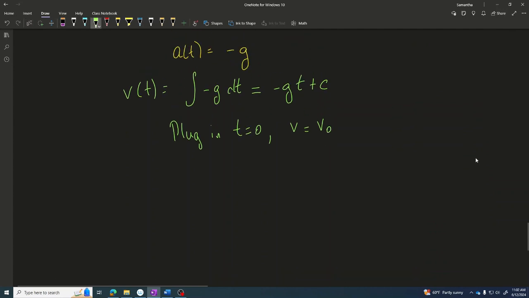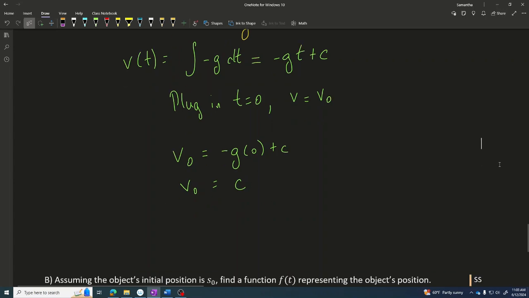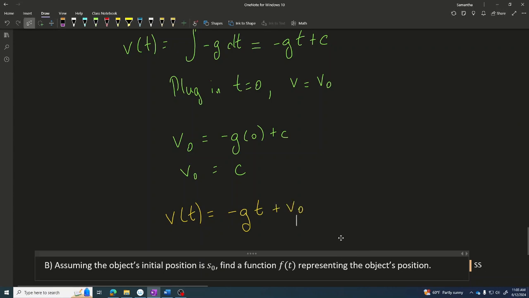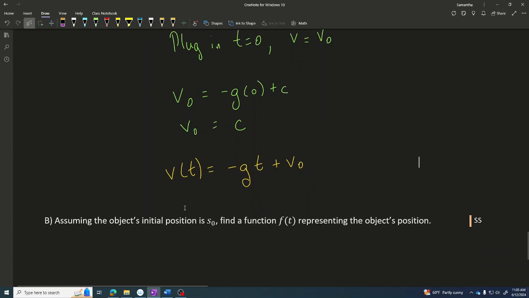Then if we do that, we get v naught is equal to negative g times 0 plus c, which implies that the constant in this case of free fall is exactly equal to the initial velocity. And so putting that back in, we get our velocity function: negative g times the amount of time that has passed, plus your initial velocity. If you know the initial velocity and you have your acceleration due to gravity, then you can use this formula to predict the object's velocity at any future time, t.